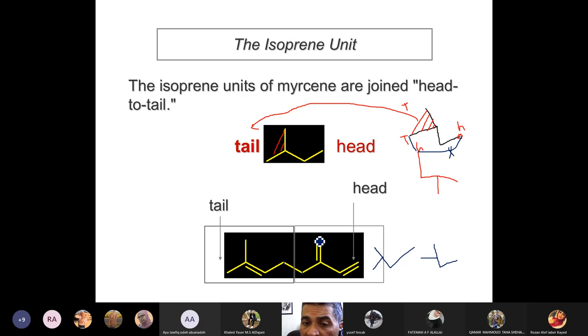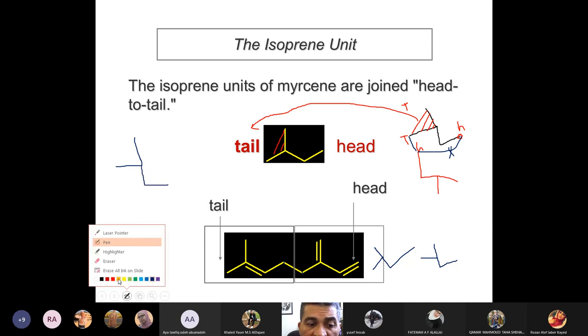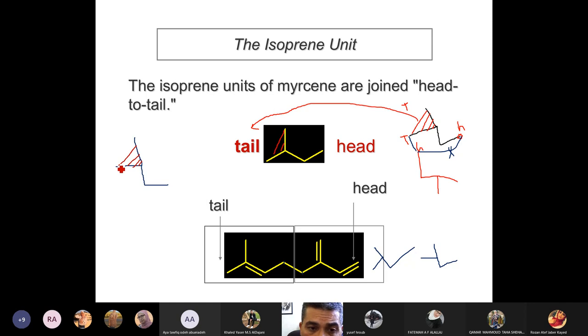In general, the 2 units of the isoprene are attached this way. This is the isoprene unit. Usually, in order to make it easy for you to understand, look at this part, as I write it here. This is similar to a fish tail. Because of this, this part we usually call the tail. And this we call what? Head. This is a way to help you. So this is the tail.